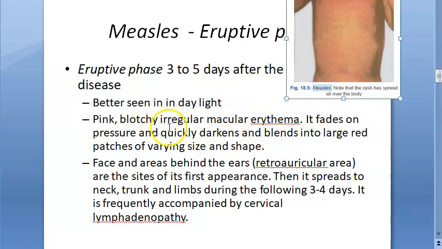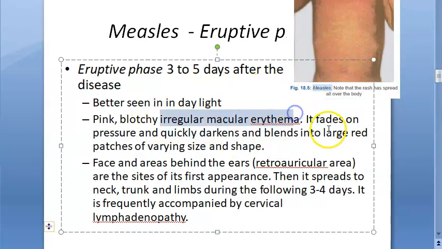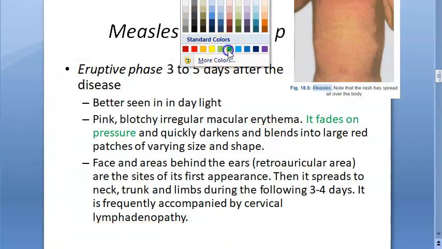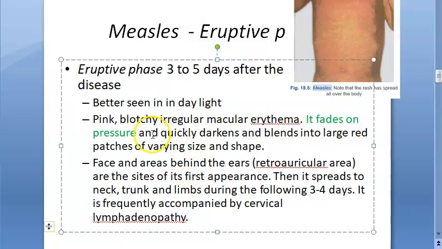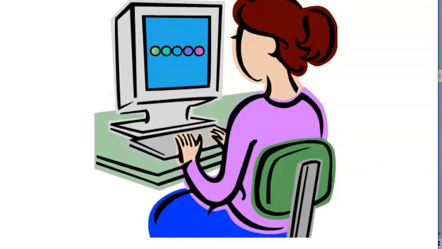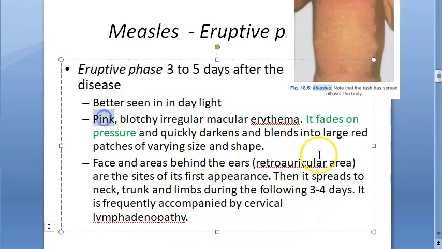What will be there here? Irregular macular erythema, pink, blotchy. It fades on pressure. See, it fades on pressure. Important, remember. Looks like a diagnostic feature. It fades on pressure, quickly darkens and blends into large red patches of varying size and shape. Did that make any sense at all? So pink, they are telling it is becoming large red patch once you put pressure, looks like.